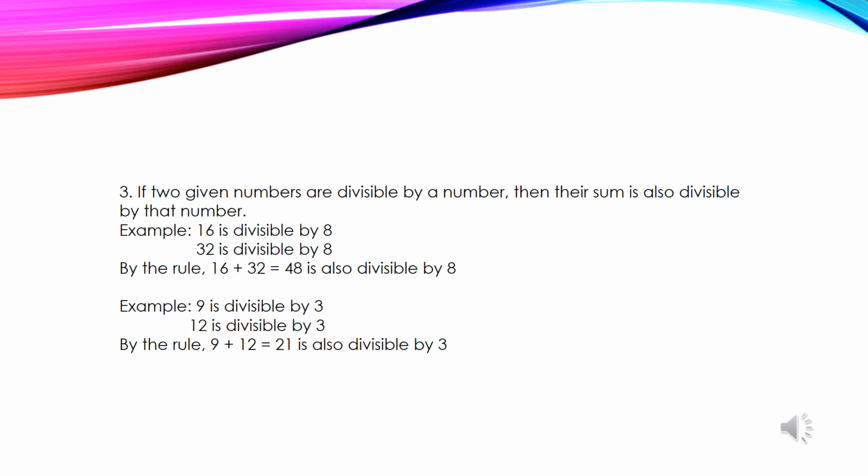Okay. Let us discuss with another example. Take 9 and 12. Here 9 is divisible by 3 and even 12 is also divisible by 3. Now adding 9 and 12 you will get 21. Here by this rule after adding, it is also divisible by 3. So by this rule if two given numbers are divisible by a number, then their sum is also divisible by that number. Okay.